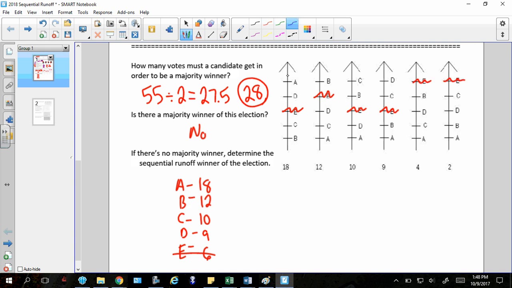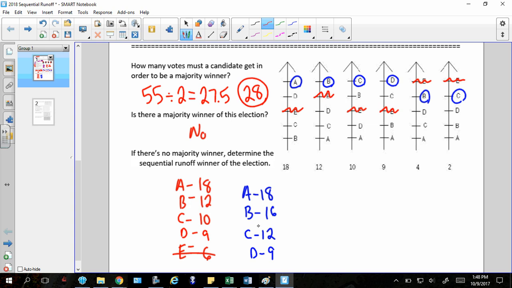So A is in first place, B is in first place, C, D, B, and C. Those are my new first place to the ones to the right. So A is 18, B got 16 now, 2 columns. C ends up with 12, and D is at 9. Well, again, sequential, eliminating down to the very last person.